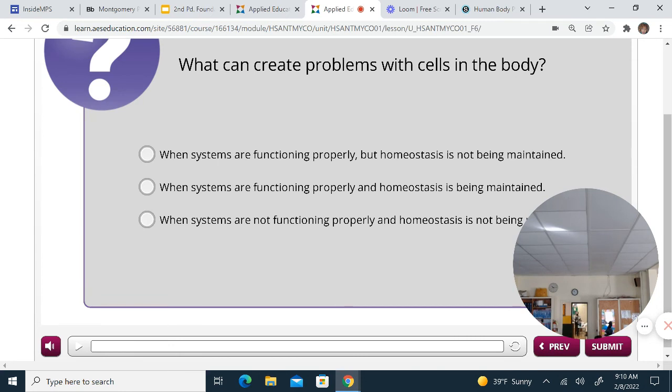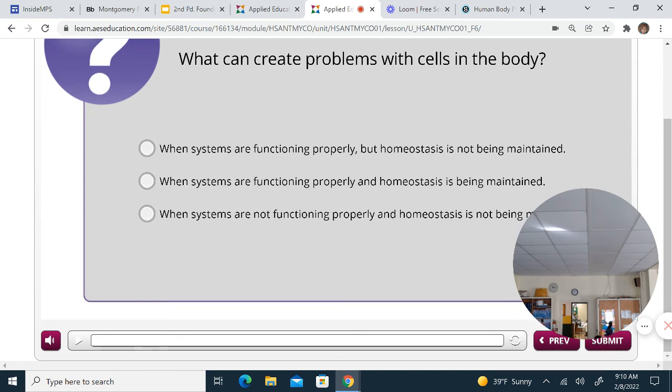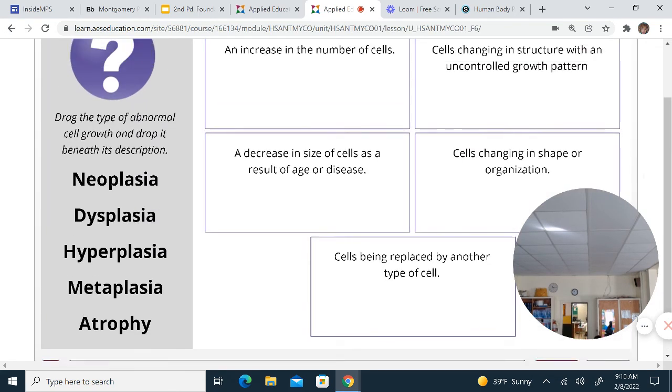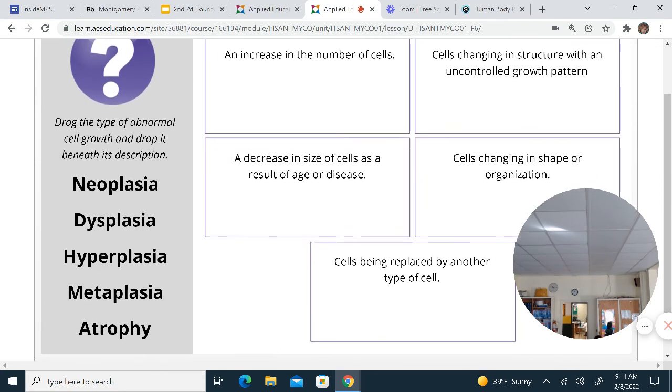Alright, what can create problems with cells in the body? Alright, so what goes with what? What's an increase in the number of cells? Hyperplasia, because hyper means increase. Cells changing in structure with an uncontrolled growth pattern.